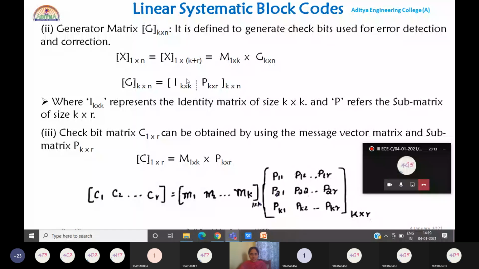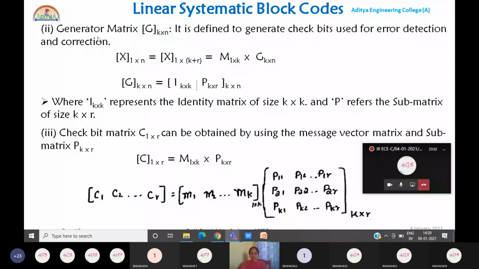So that's why, even if you see the two sections, identity matrix section and submatrix section, the identity matrix section is of size k by k and the submatrix size is k by r. So you have k rows and k plus r columns. So that's why k rows by k plus r columns. K plus r columns represents n columns. Where I k by k represents the identity matrix of size k by k, and P refers to the submatrix of size k by r.